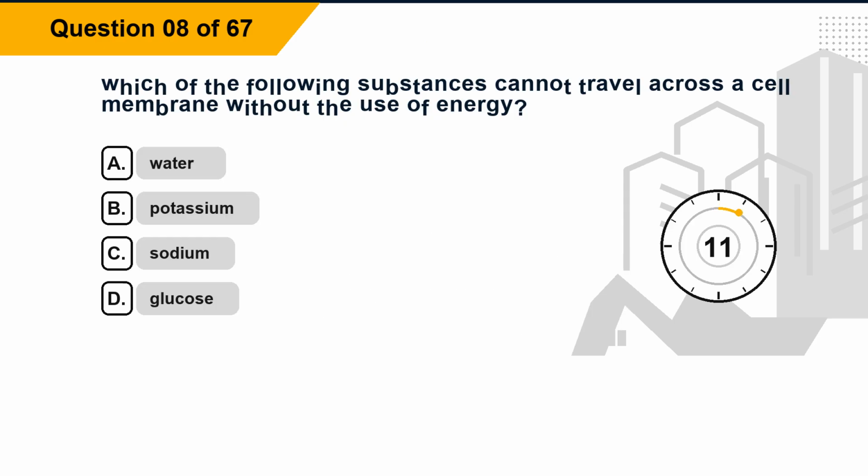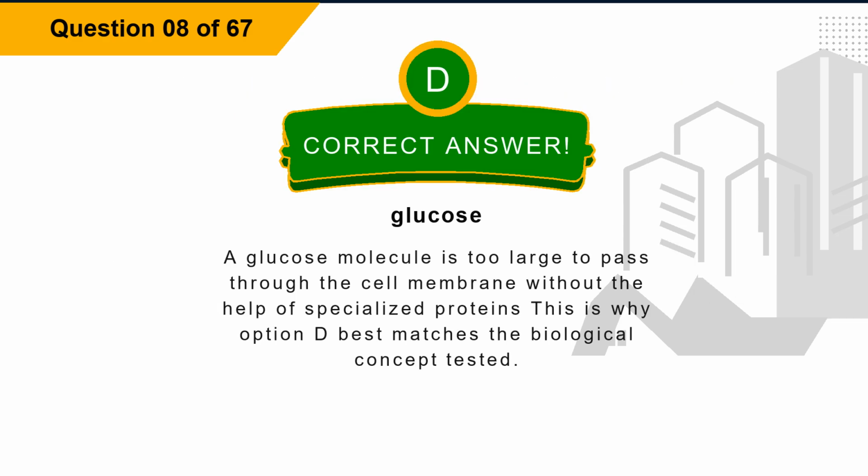Question 8. Which of the following substances cannot travel across a cell membrane without the use of energy? Option A, water. Option B, potassium. Option C, sodium. Option D, glucose. The correct answer is option D, glucose. Explanation: A glucose molecule is too large to pass through the cell membrane without the help of specialized proteins. This is why option D best matches the biological concept tested.